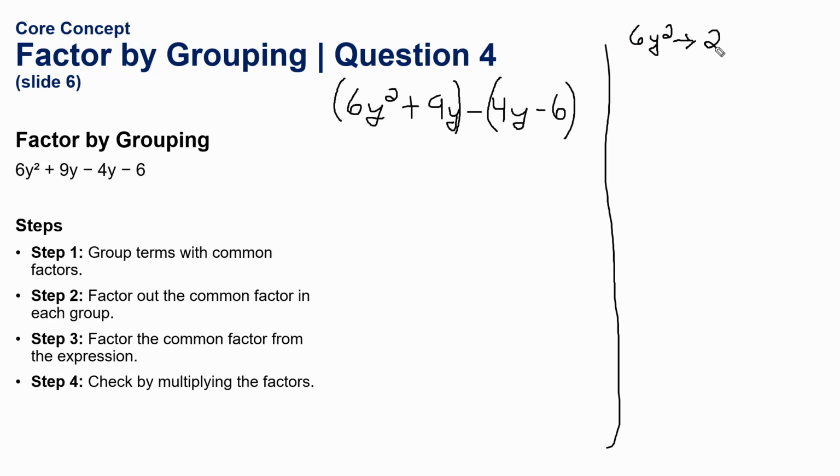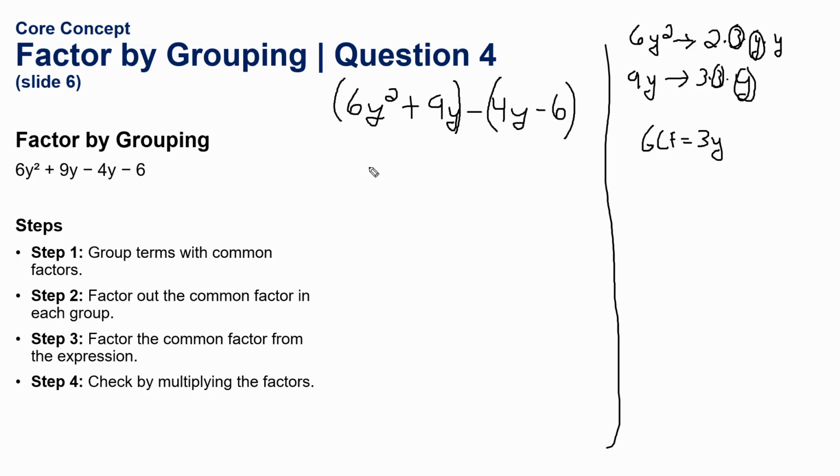So this is going to be 2 times 3 times y times y. And then 9y is going to be 3 times 3 times y. And we notice that we have a 3 and a 3 that are covered, and a y that is covered. So our greatest common factor for each is going to be equal to 3y here. Okay, so 3y is the first factor that we can take out of the parentheses.